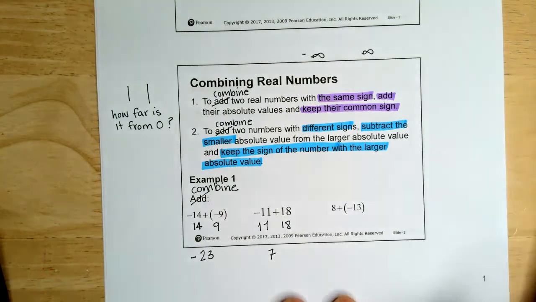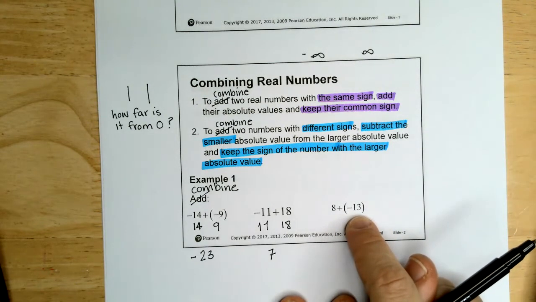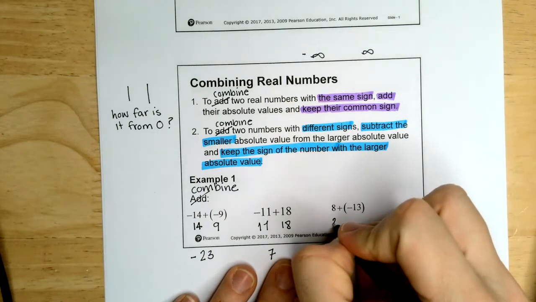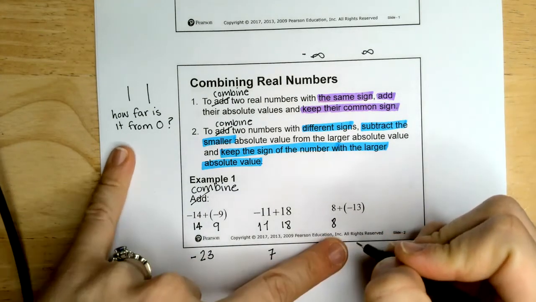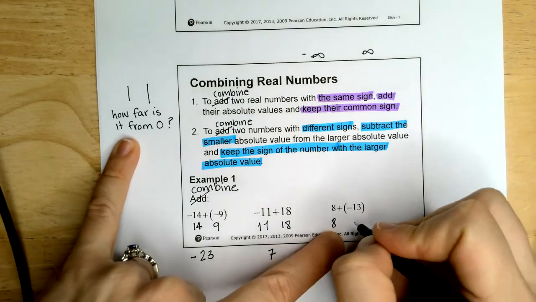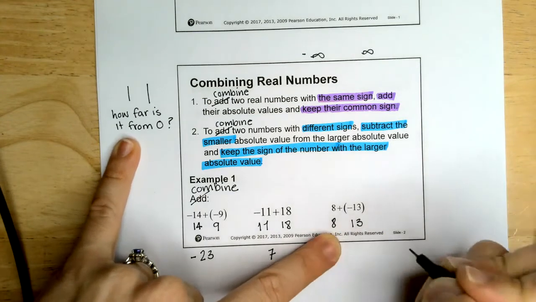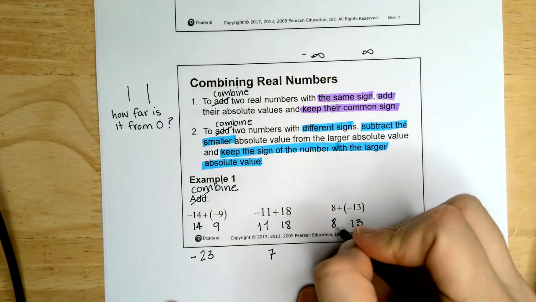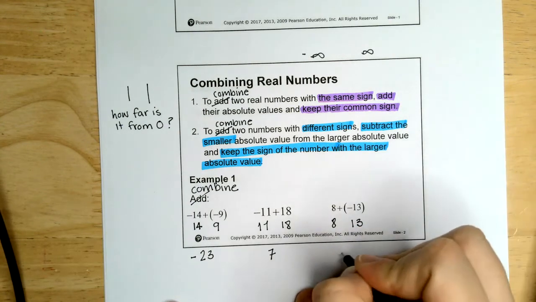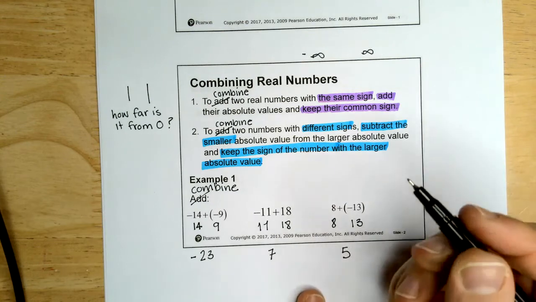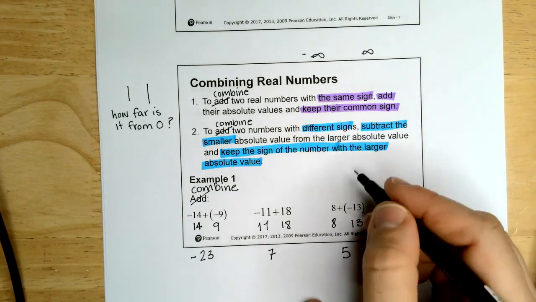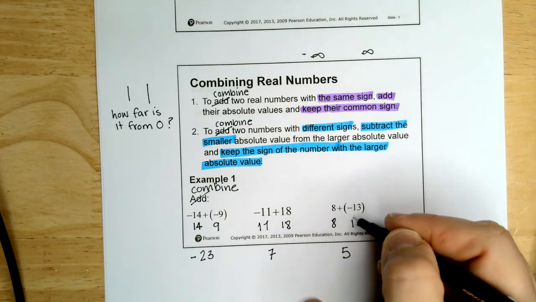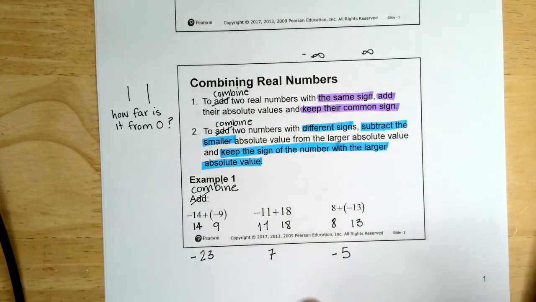8 and negative 13, we are combining. Those have different signs. So the absolute value of 8 is 8 because 8 is 8 units from 0. Negative 13 is 13 units from 0. So we're going to subtract the smaller absolute value from the larger absolute value. We get 5, right? Keep the sign of the number with the larger absolute value. So 13 is larger than 8. 13 had a negative sign, so 5 gets a negative sign.